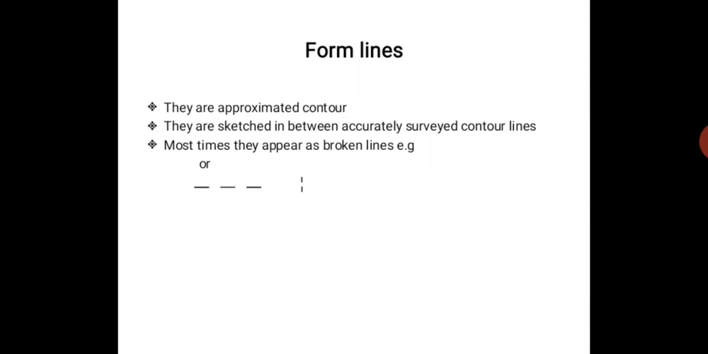Most times they appear as broken lines. Most times they are not complete. A contour line, even though it crisscrosses south to west, to north, to east, this and that, and comes down, is the same graduation. But a form line can disappear in the line. It does not follow that pattern, but it is used to represent something.